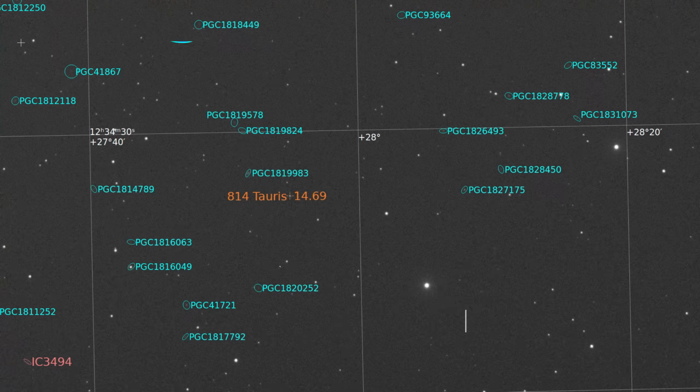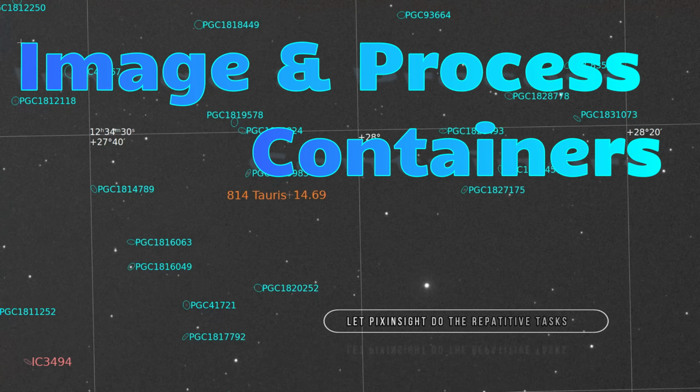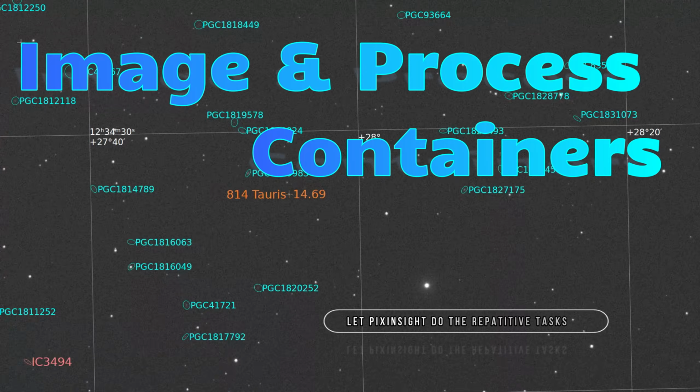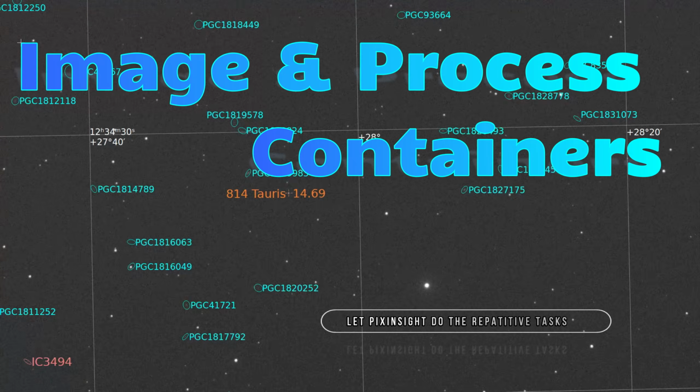Go ahead and use image container and process container to get a series of images that we could go ahead and animate and automatically annotate images, stretch images, and run a whole suite of processes for us.